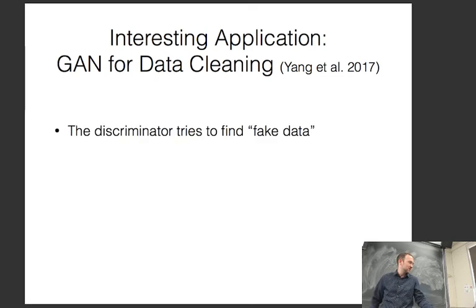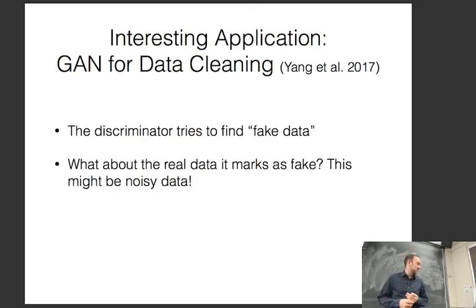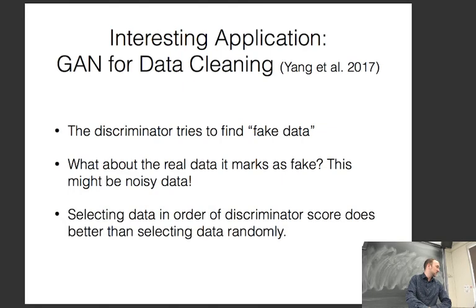Basically, the discriminator tries to find the fake data. So what about the real data? Or what about the real data it marks as fake? This might be noisy data. So they tried to select the data in the order of the discriminator score, and they said it's better than selecting data randomly. I don't know how useful this is in general, but it's something to think about.